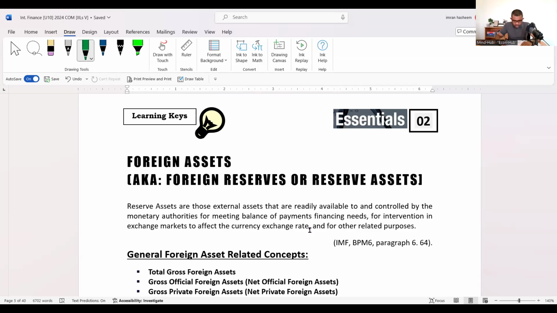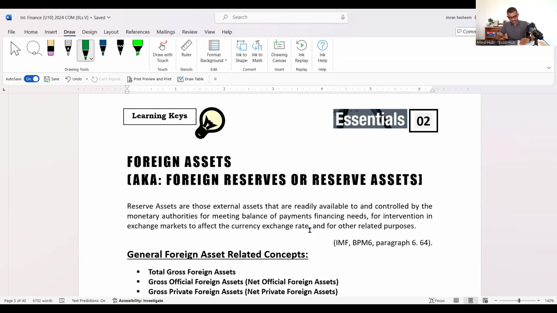Okay, right. So within the definition, the purposes of having reserve assets are also mentioned, right? General foreign assets related concepts you need to be familiar with are total gross foreign assets, gross official foreign assets. Then we have to learn how to calculate the net official also. Gross private foreign assets, then you have to learn how to calculate the net private also. And I've just said net is what? Assets minus liabilities.